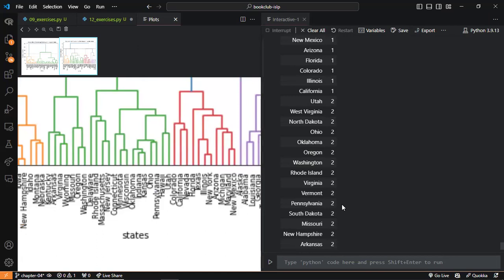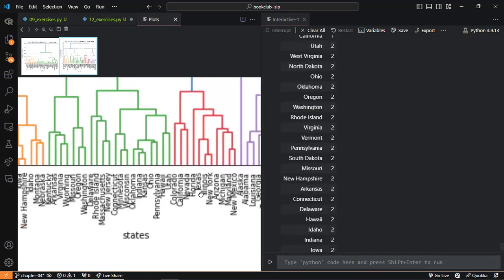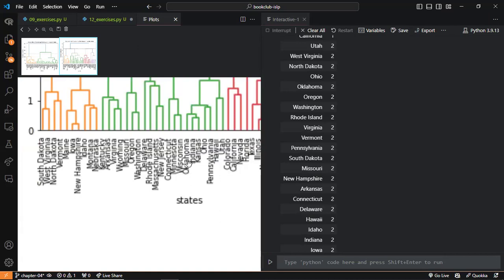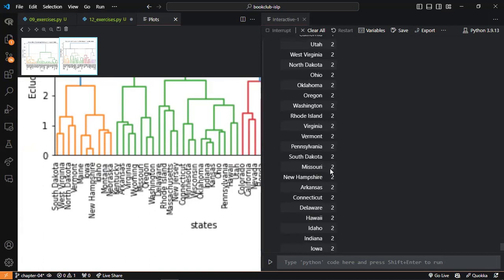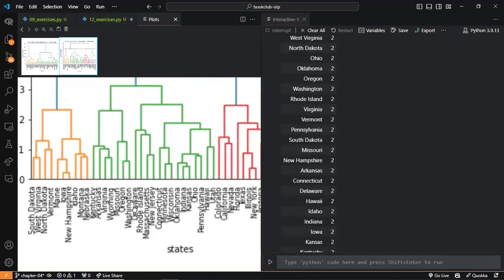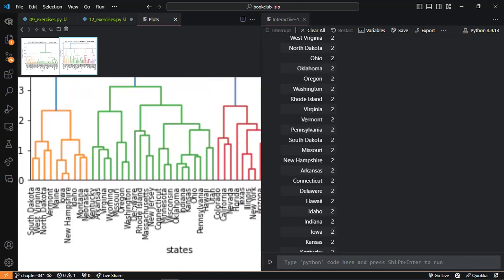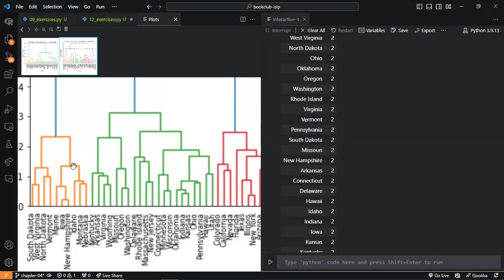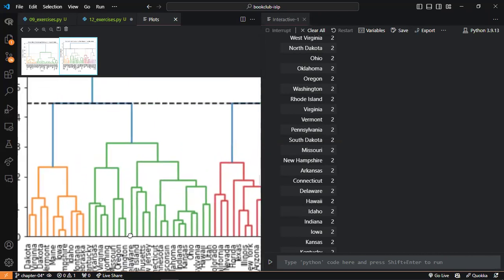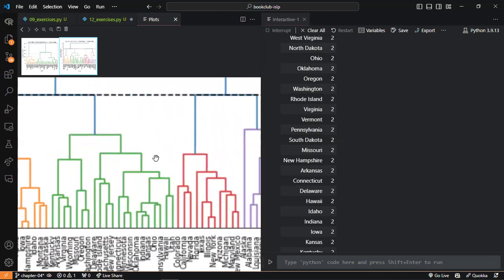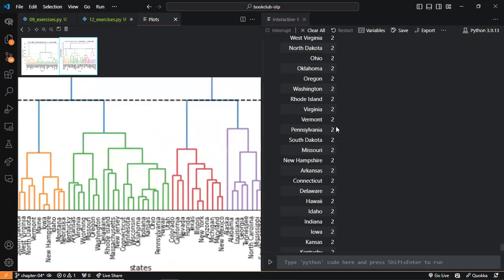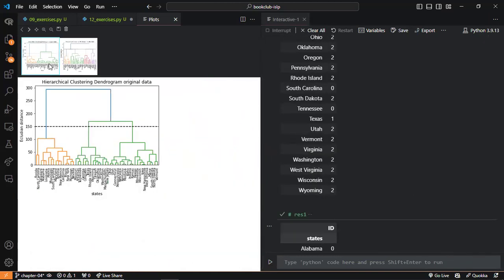But for example, for Vermont, that was number two. So you see, when you're doing the clustering with the formula, it gives you three clusters. But when you do the dendrogram, then it changes a little bit. Basically, this cluster ID for the scale one is this orange and green together. I'm comparing that to the learning.